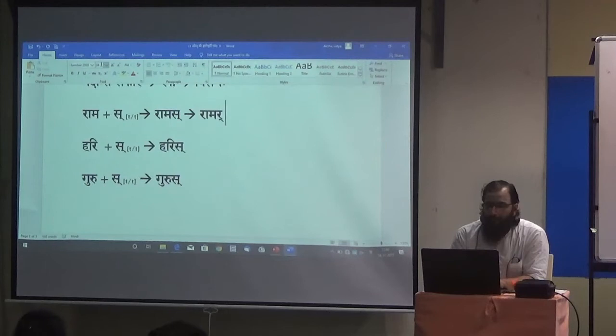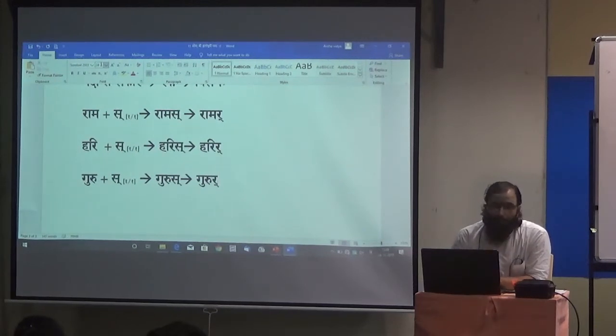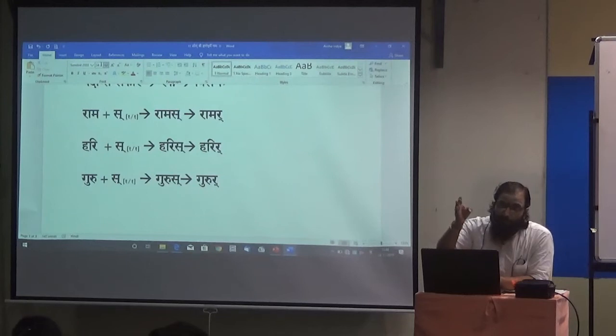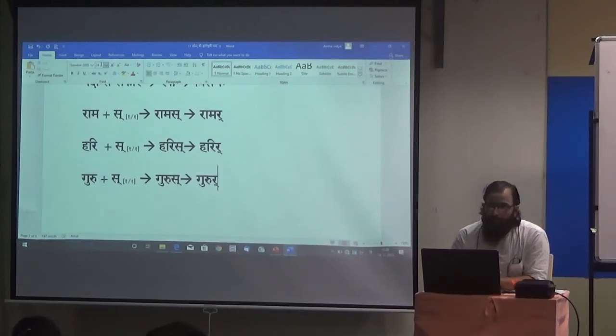Ramar. Padanta Sakara becomes Repa. And similarly, Haris will become Harir. And Gurus will become Gurur. That is why Gurur Brahma, Gurur Vishnu, Gurur Devo. Why Gurur? Guru who? That is Gurus. Gurus becomes Gurur, and that is what you see in the shloka. Gurur Brahma, Gurur Vishnu. It is Gurus. Padanta Sakara becomes Padanta Repa. Gurur. Now Ramar, Harir, Gurur. Right? This is what happens.